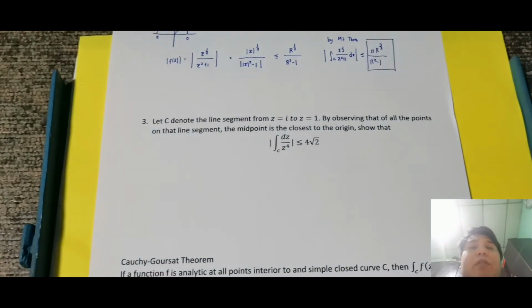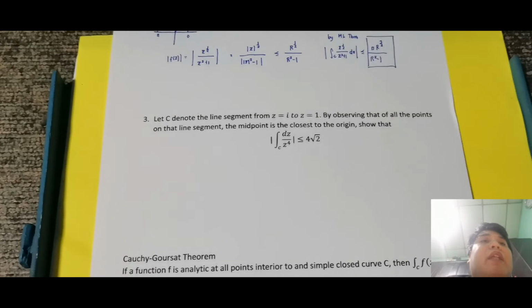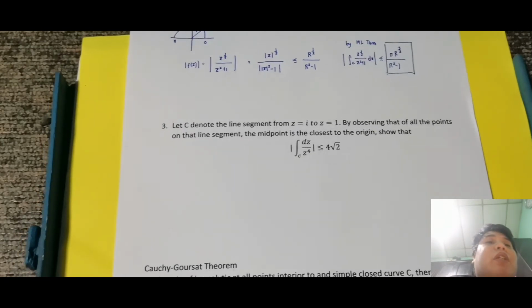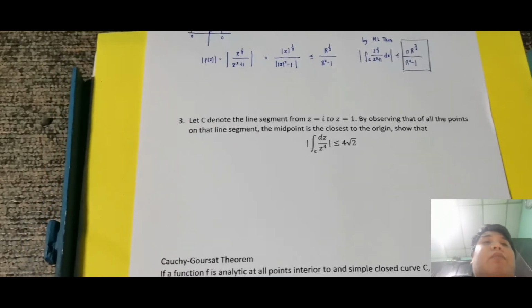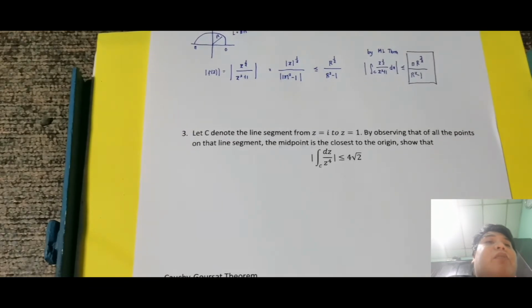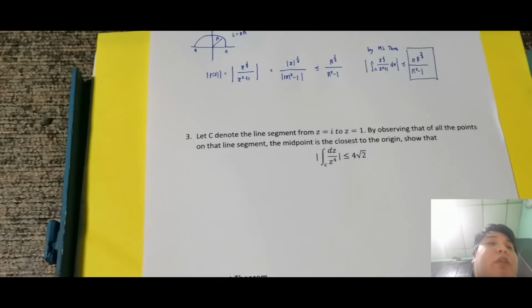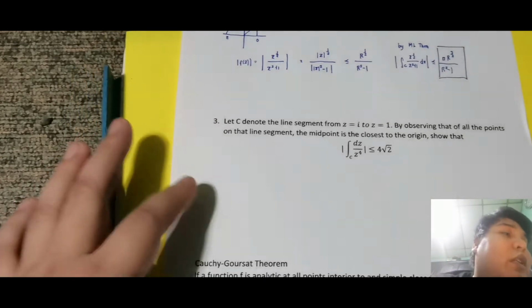Okay, so for example number 3, let's see, denote the line segment from z is equal to i to z is equal to 1. By observing that all the points on the line segment, the midpoint is closest to the origin, show that the modulus of integral of dz over z raised to the 4th is less than or equal sa 4 square root of 2. So ganyan una, drawing nyo muna, ayun yung unang gagawin natin. So here's the proof.